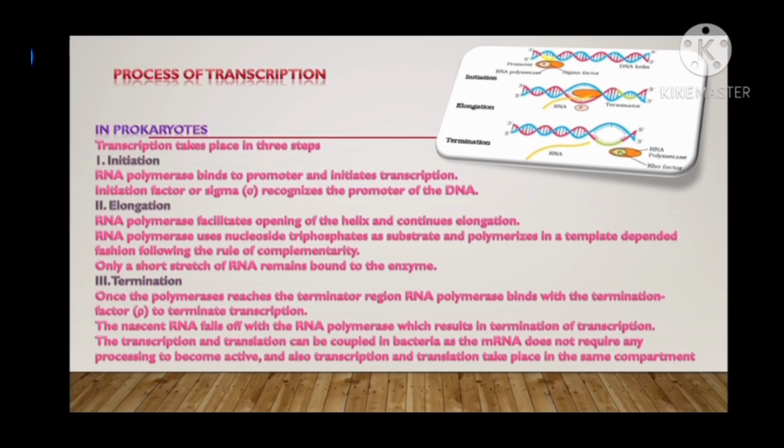So this rho factor disestablishes the interaction between the template strand and the newly formed RNA. As soon as RNA polymerase reaches the terminator, it gets the information to stop the transcription. With that, the connection between the template and the newly formed RNA strand, the connection between the two strands, is lost. As a result, RNA comes out of this portion.